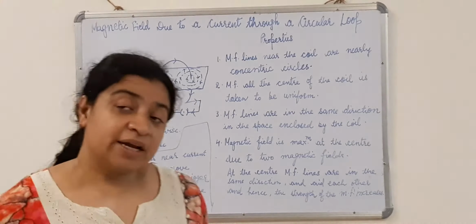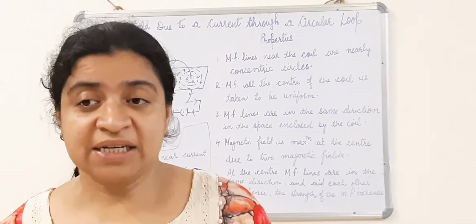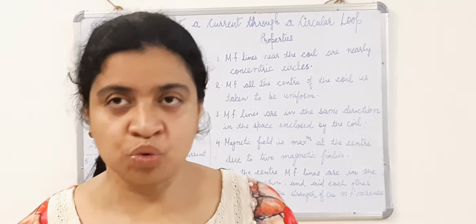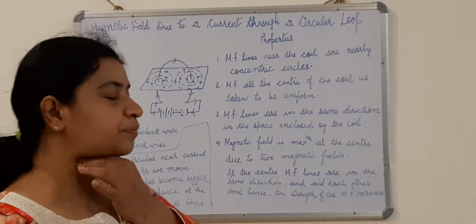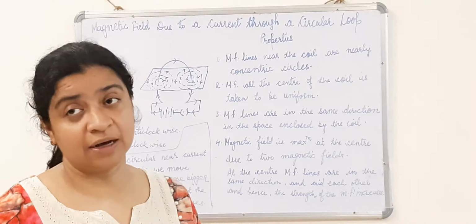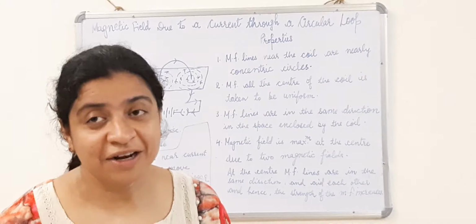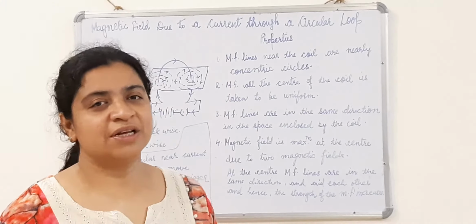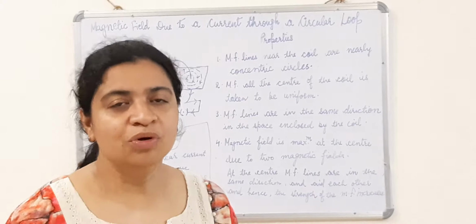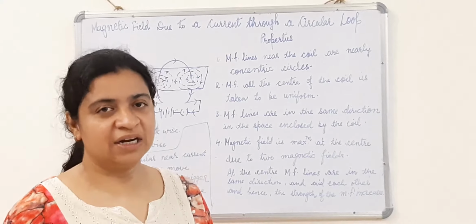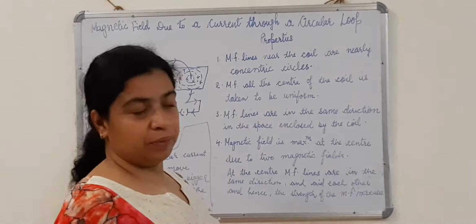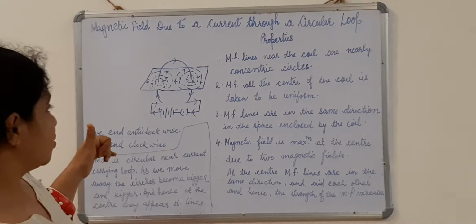Now what will be the direction of the magnetic field line in these concentric circles? That also we will do in this part. Suppose you do not have the magnetic compass. How will you find out the direction? Now we will use the right hand thumb rule to find out the direction of magnetic field lines in case of a circular loop. So let's start, children.